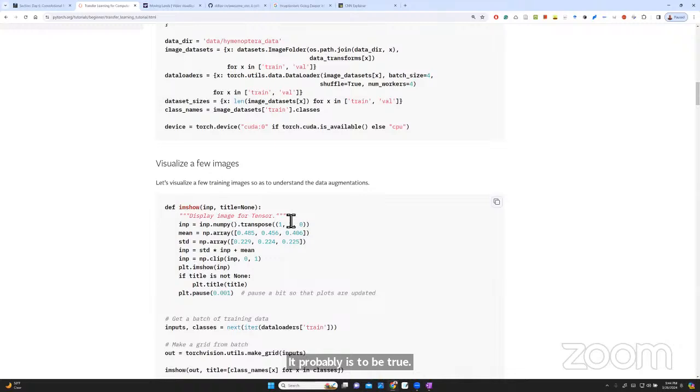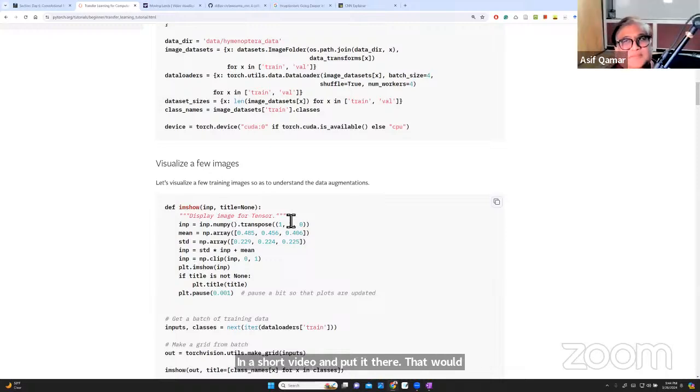Asif, one quick suggestion: the normalization that you have explained, if you want to clip that into a short video and put it there, that would be awesome. Sure, I'll be happy to.